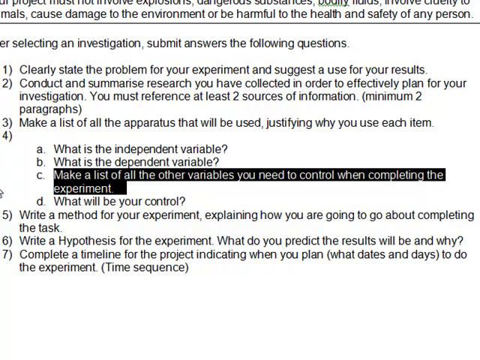Moving on to C, make a list of all the other variables you need to control when completing the experiment. Now, these are the controlled variables. Okay, so we need to make sure that we keep the test fair, and the way that we keep the test fair is by keeping every other factor exactly the same. So for example, if we were dropping different brands of tennis balls on the same surface, we would want to make sure that we were dropping them from the same height. We would want to make sure that we weren't throwing them down. We would want to make sure that we were dropping them on the same surface each time. If we are not keeping those things the same, then our experiment is not a fair test.